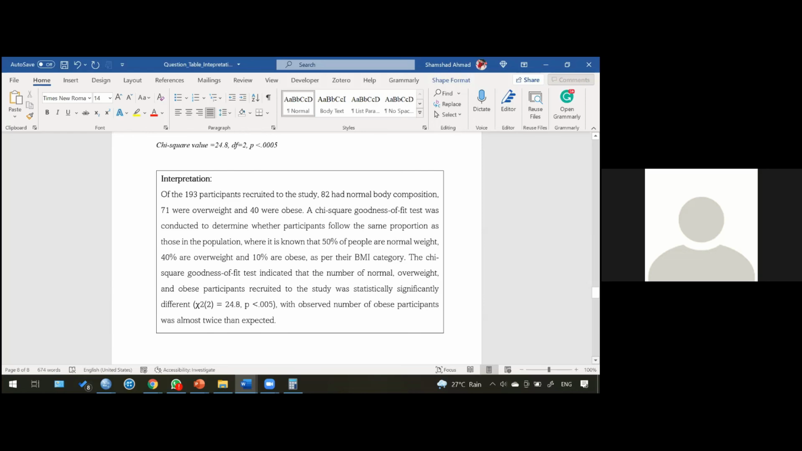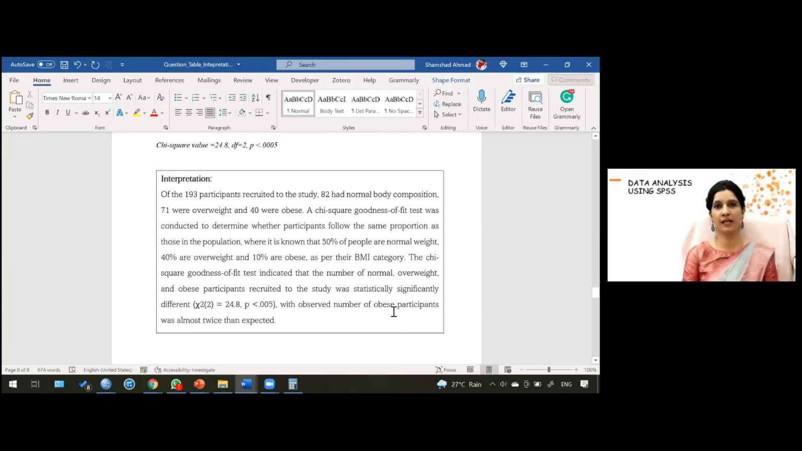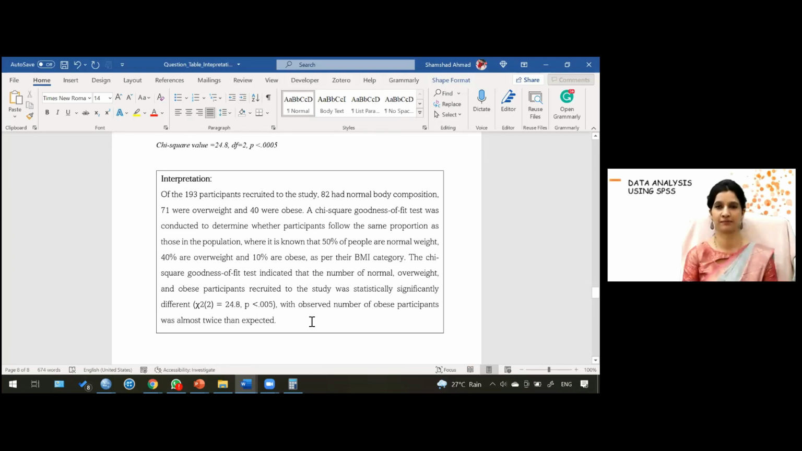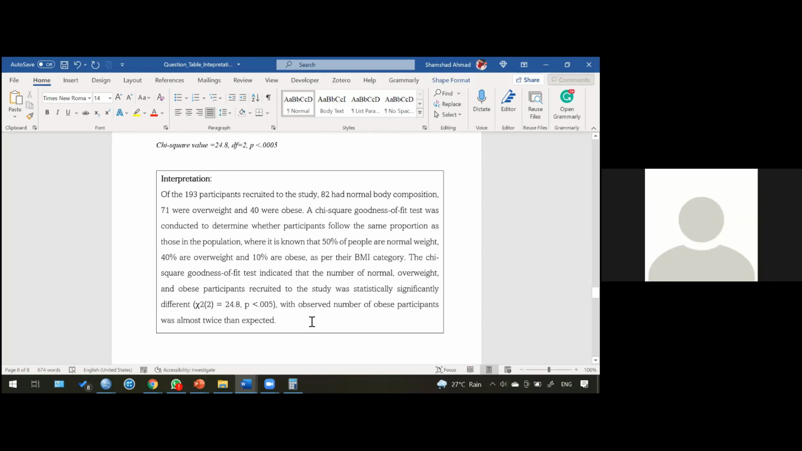Chi-square, degree of freedom, 24.8 and p-value less than 0.005, with the observed number of obese participants almost twice the expected. So there is one error in this interpretation. Can you point out, Mayuri? About the p-value. I said that you should not write the p-value generally.